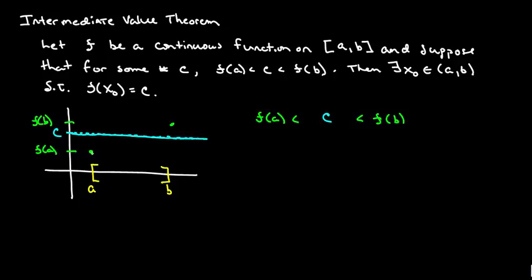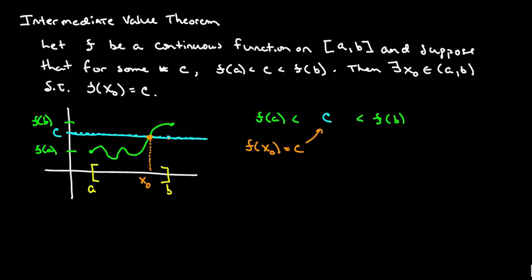Now I need to go from this point to this point without lifting my pencil. So no matter how I do that, I eventually have to cross. And that point where we cross, that is x naught, and we decide that f at x naught, right here, f at x naught is equal to c. So what we found was some guy on this interval that matches up with this right here.